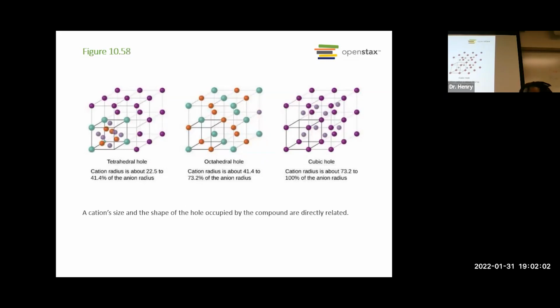So it's going to be dependent on the cation's size and the shape of the hole that's going to be occupied in terms of how it's going to be organized. So is it going to be a tetrahedral hole or is it going to be an octahedral hole? Well, that's going to be dependent on the size of our cation.